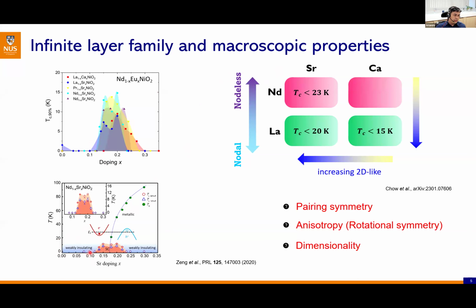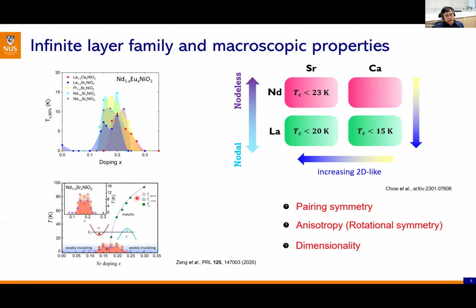in the underdoped or the overdoped regime, instead of the insulating state, we have mostly this weakly insulating behavior, so it's still showing some kind of conductivity. And there is also a change in terms of the dominant carriers in the normal state from holes to electrons as you cross the doping or as you go lower in temperature.